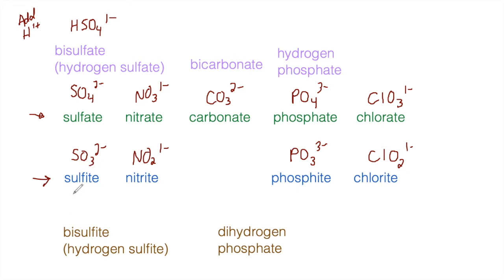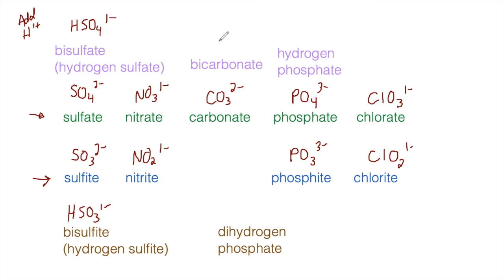We can do the same thing to sulfite, add a hydrogen there to make bisulfite, also called hydrogen sulfite, HSO3 with a -1 charge. For nitrate, we can't really do this because if we add an H+, we get HNO3 with 0 charge, which is a compound, that's nitric acid, but it's no longer an ion. So it is not one of our polyatomic ions that we have to learn. So we are not going to do this to nitrate or nitrite, and we're not going to do it to chlorate or chlorite for the same reason.